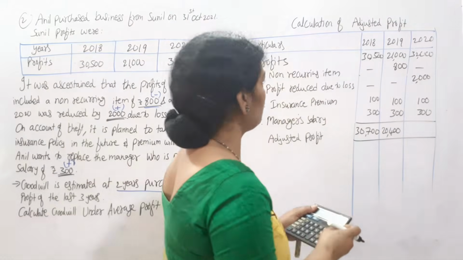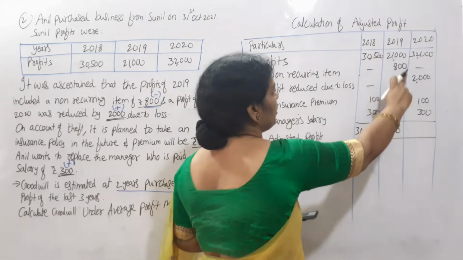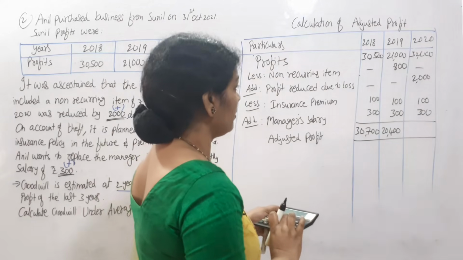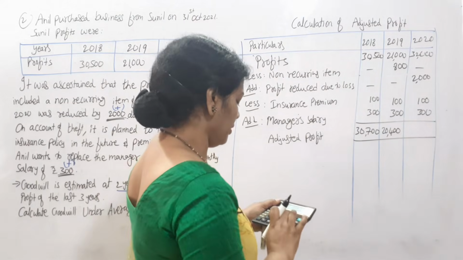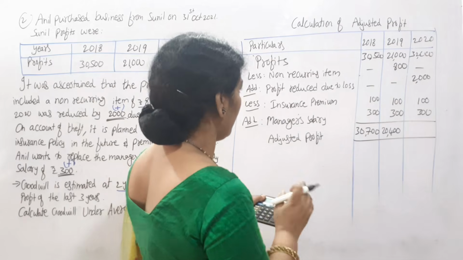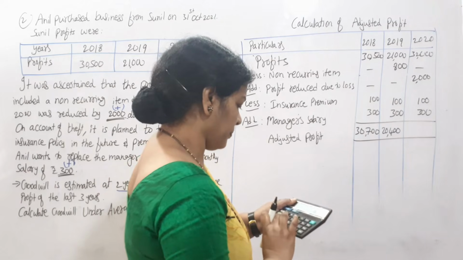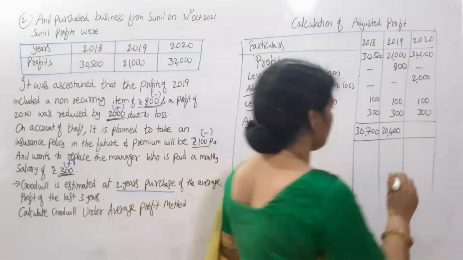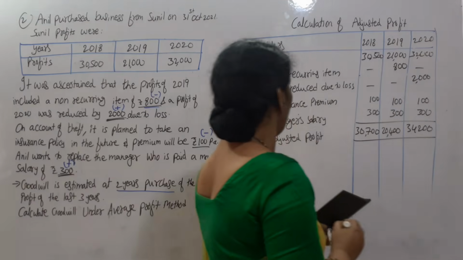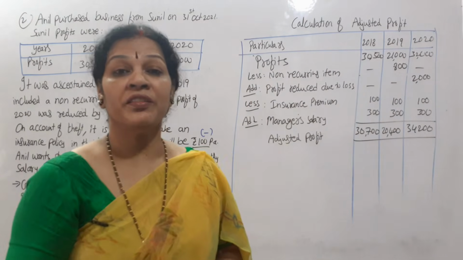Next, to 32,000 we are going to add 2,000, means 34,000. Then less 100 and add 300, so 34,200. Adjusted profit, you got it. Now what else is needed?